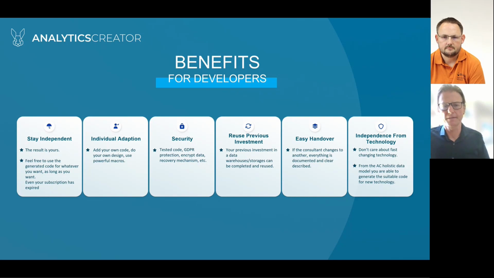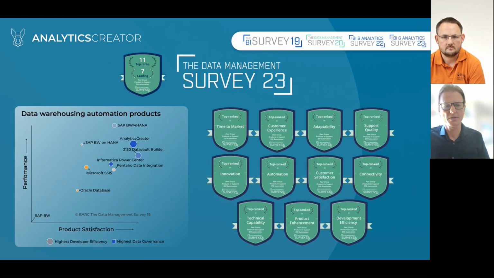You generate this automatically, and you can concentrate your work on the main things, on the business topics. So at the end, just to show you that we are a winner 4 years in a row in the BARC data management survey, 2019, 20, 22, 23, always in the top right quadrant before all other technologies. This is something which is very good for us, and we're happy about that.